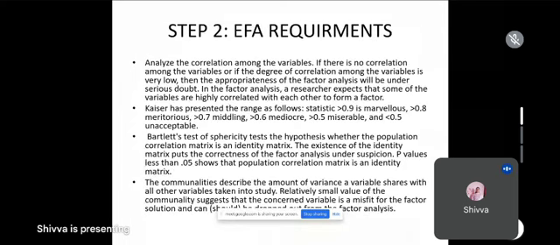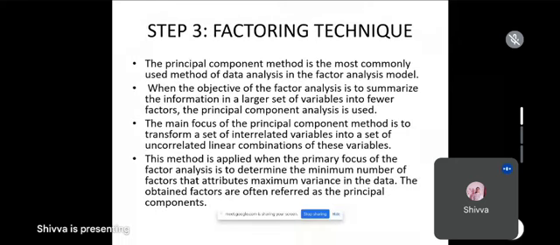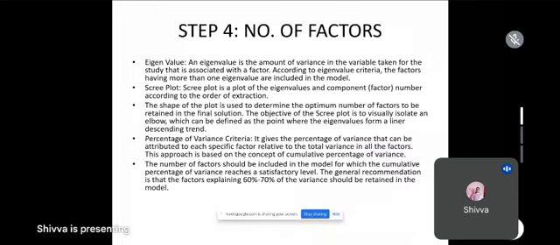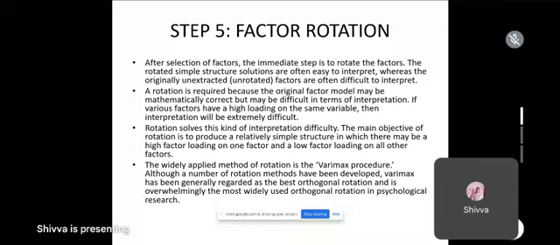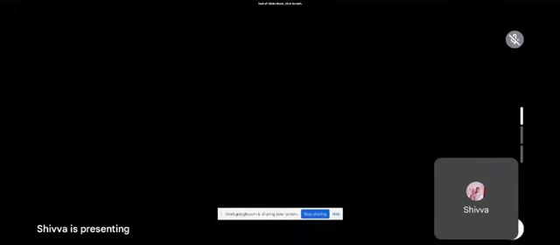Then for the EFA requirement, you identify whatever the conceptual variables are, and then run it with SPSS, find out their KMO values, Bartlett test value, the communalities, and then use the Varimax rotation. I told you about that. Then identify the number of factors through eigenvalue, scree plot, and the Varimax rotation. And the Varimax rotation we have conducted.